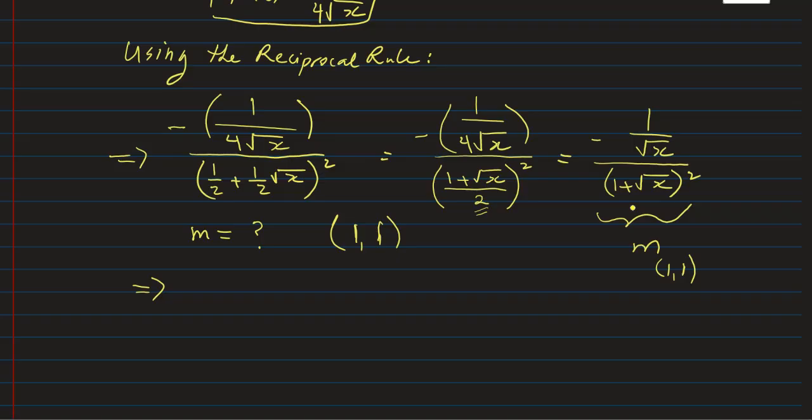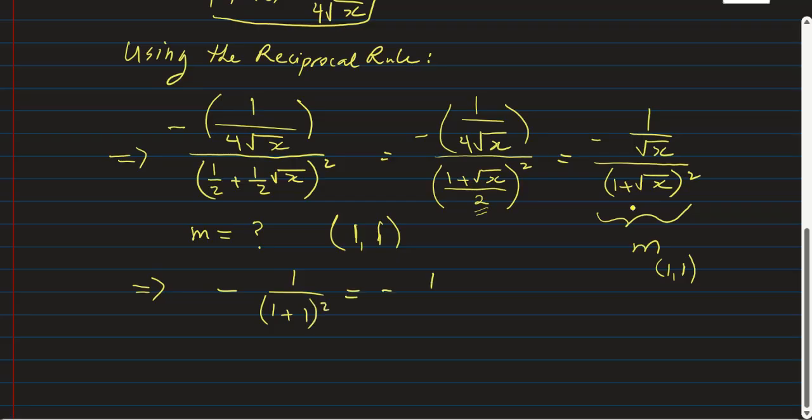So what we have will be negative 1 over 1 plus 1 squared. And then what you will get is negative 1/4. So that's equal to your slope. Here it is. We got the slope.